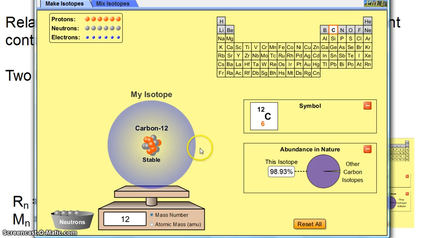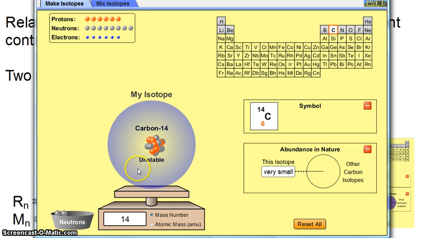If we go to carbon, the isotope of carbon that exists most in nature is carbon-12, and is almost 99% of the carbon. There's also an isotope of carbon-13, which is slightly over 1%. And there's a radioactive version, carbon-14, where you can see the nucleus went unstable, that is very small indeed.